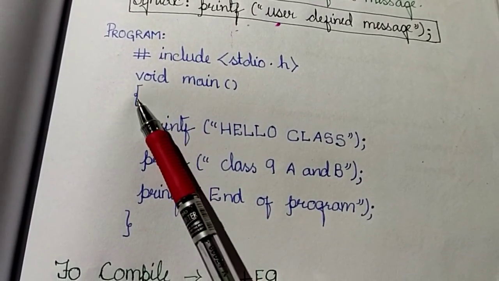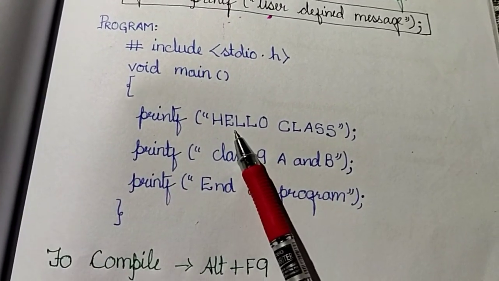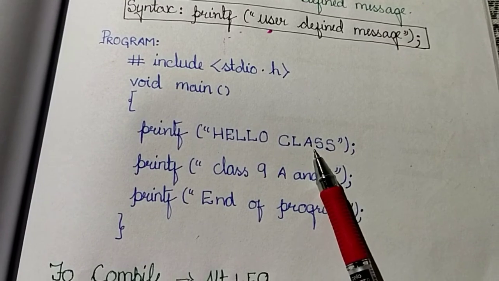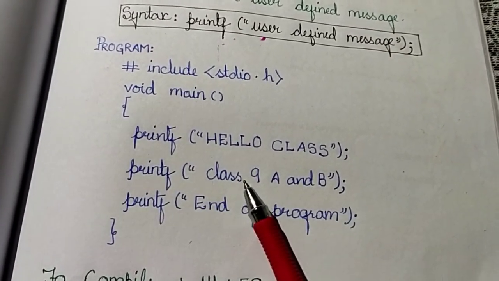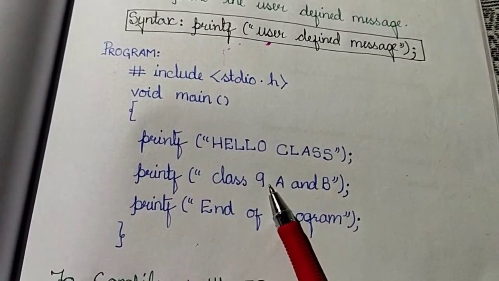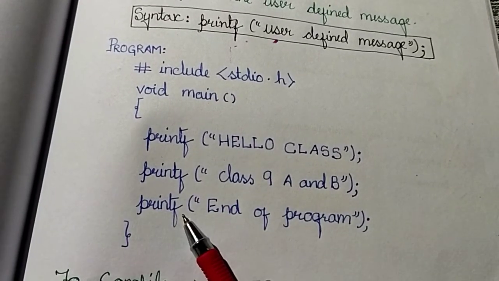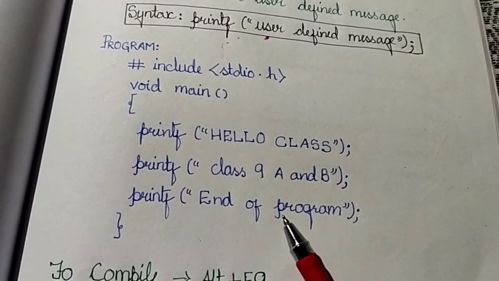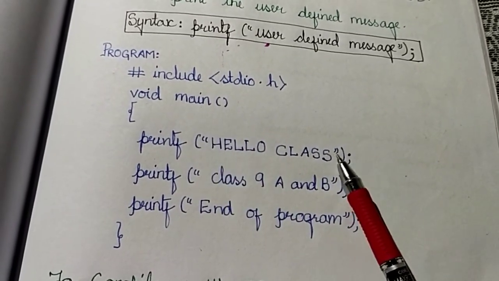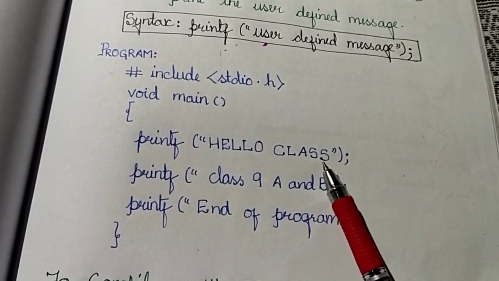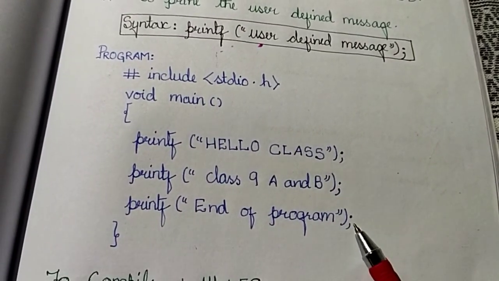Now inside the main, I have the first printf. It prints the message Hello class. In the second printf, I have the user defined message, class 9A and B. And in the last message, I mention that this is the end of the program, and you will see all these messages are inside the double quotation, and after the end of every print statement there is a semicolon.